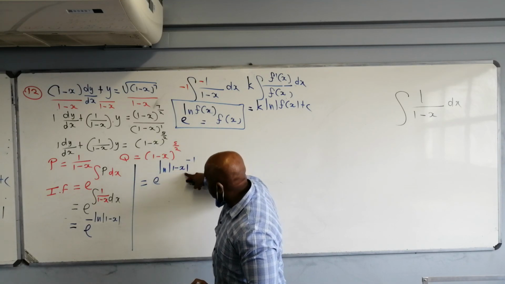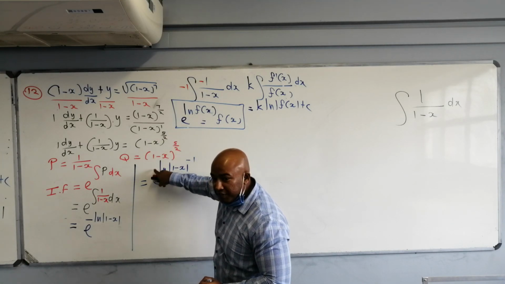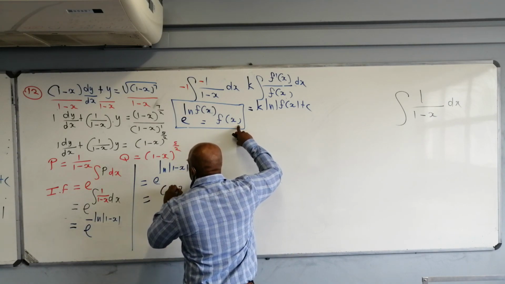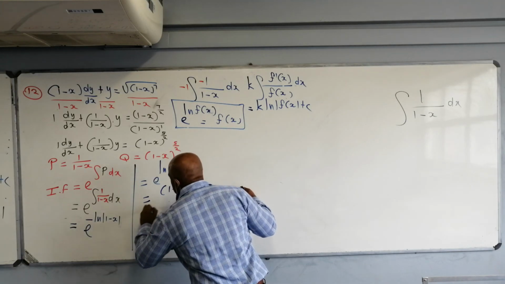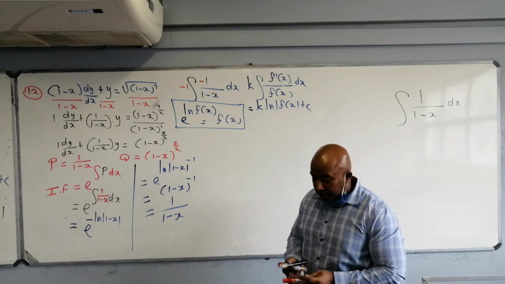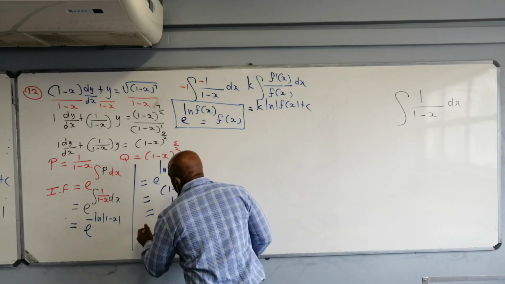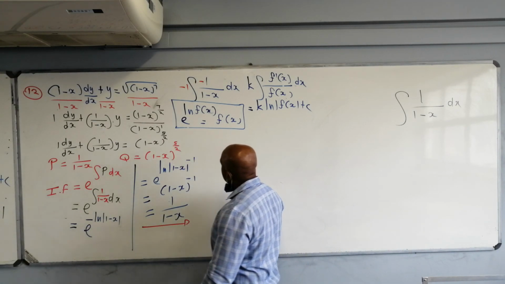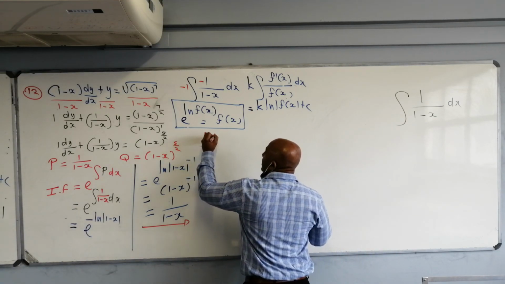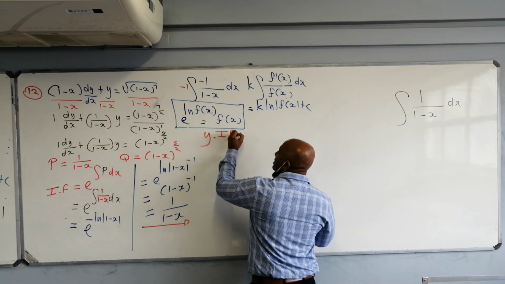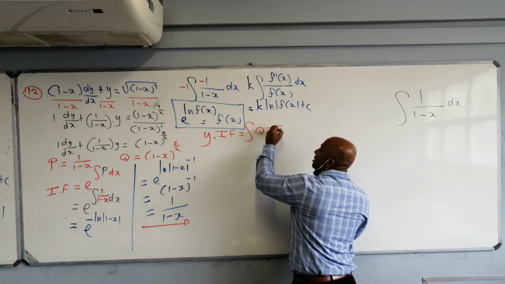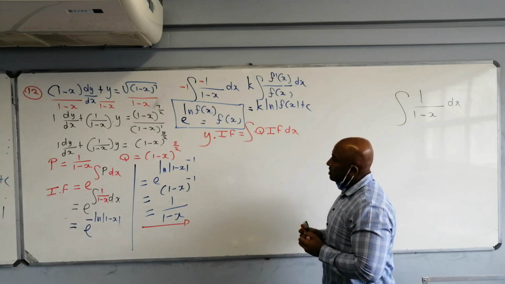Now your f of x is this part, e to the power ln, the coefficient is positive 1. Now it can be written as (1 minus x) to the power minus 1, which is the same as 1 over 1 minus x. Can you all see that? So this is your integrating factor. Now we substitute into the formula. y times your integrating factor is equal to the integral of q times your integrating factor dx.